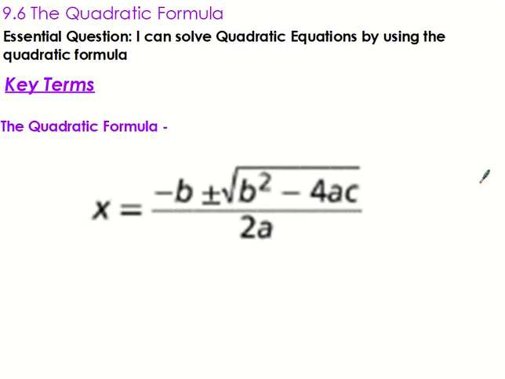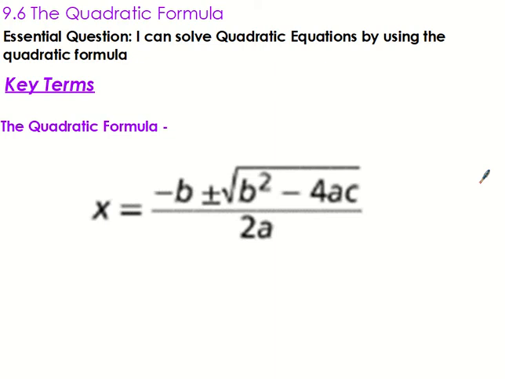So I can solve quadratic equations by using the quadratic formula. This is the quadratic formula. It's where x equals negative b, or opposite of b, plus or minus the square root. The plus or minus is because of the square root, right? We've learned that square roots have two answers. B squared minus 4ac, all then divided by 2a, okay?